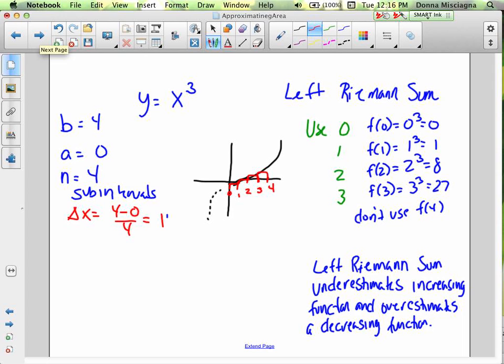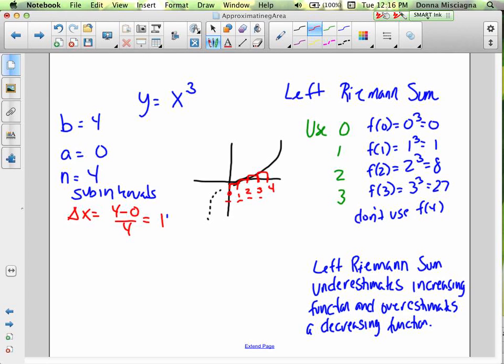So for the first rectangle, I said it's short, because f of 0 is 0. So the very first rectangle has a height of 0. The second rectangle uses f of 1. It's always using the left-hand value. So the second rectangle will have a height of 1. The third rectangle will have a height of 8, and the last rectangle will have a height of 27, because we're using 0, 1, 2, and 3, and we don't use f of 4.